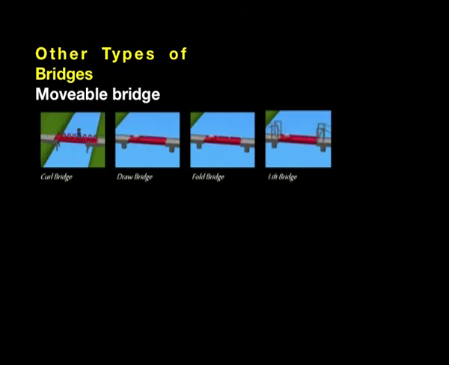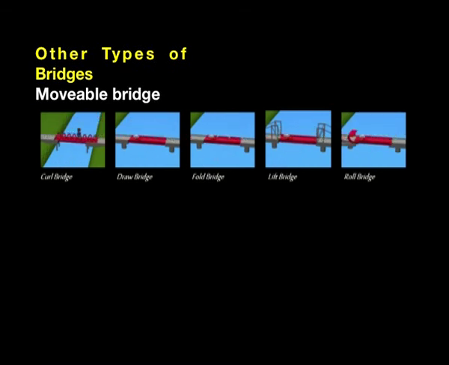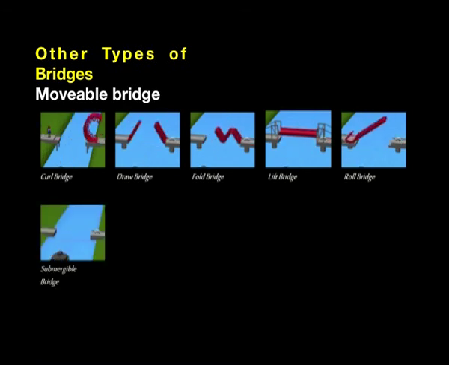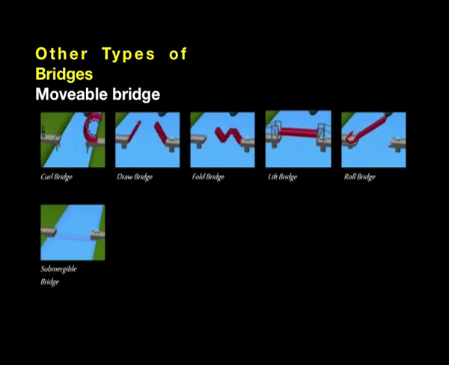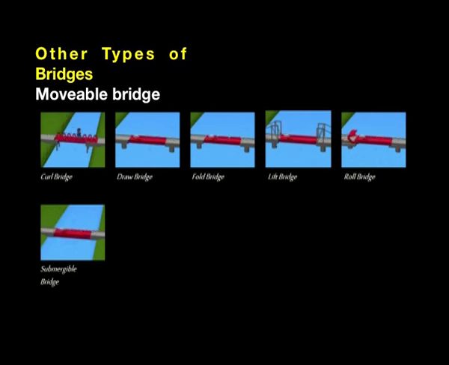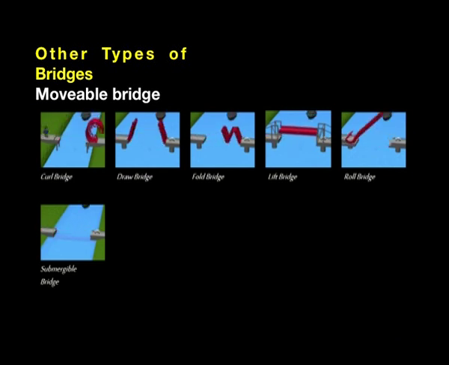This is called a lift bridge, where the bridge is lifted so that a boat can pass through. Next is a roll bridge, where there is a weight acting on that side of the bridge. It acts like a little seesaw so that a boat can pass through. Then we have the submergible bridge, in which the whole bridge is submerged underwater so that a boat can pass through. Then the bridge comes up for roadways.